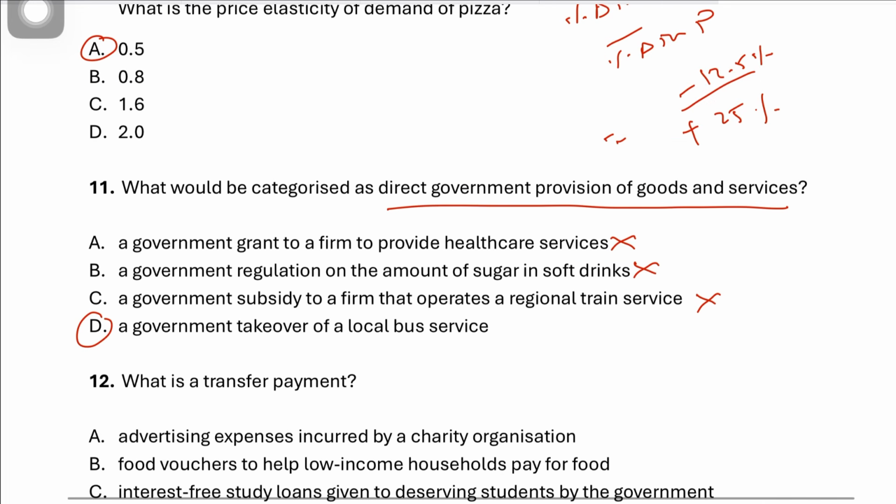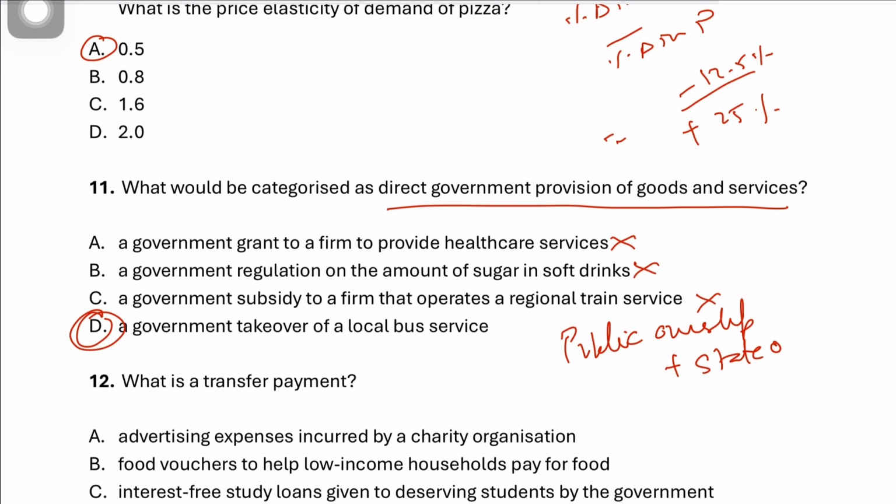That's what makes D the correct answer. D for David is the right answer because when you say direct government provision, it means that the government itself is providing the good or service, and it could be via public ownership or state operation. The state is operating the industry or the firm, or the state is taking matters into its own hands and providing it. So if the government is taking over a local bus service, it is directly involved in providing that service. That's what makes D for David the correct answer.